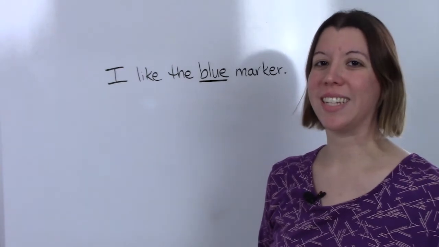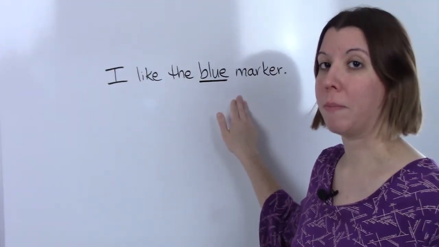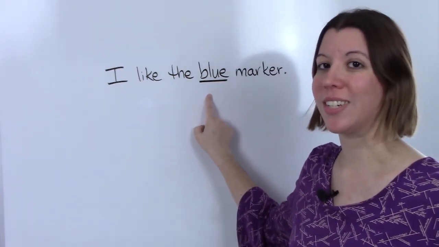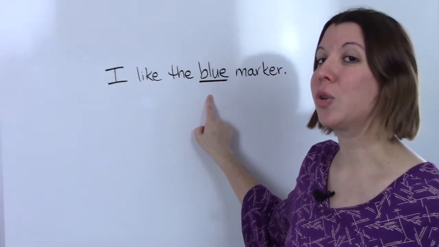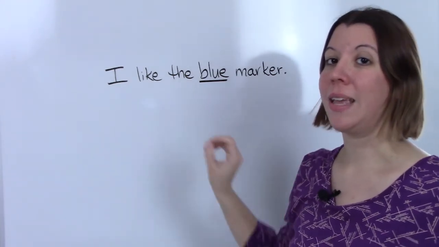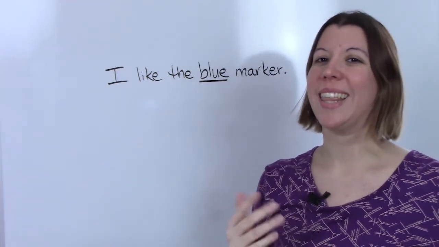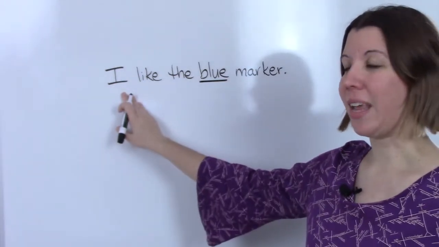Ready for one more? All right, here's the last sentence of the game. The sentence is, I like the blue marker. Is blue an attributive or predicate adjective in this sentence? It's an attributive adjective. If you thought it was a predicate adjective, here's why that's not the case for this sentence. The subject is I.